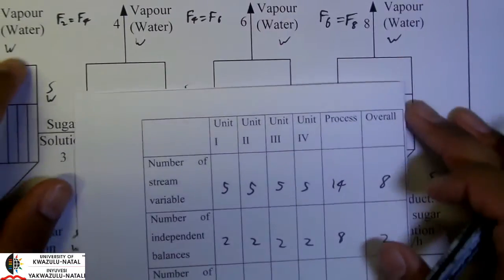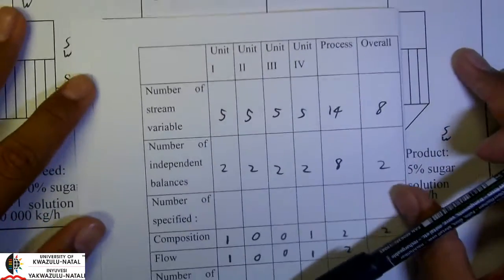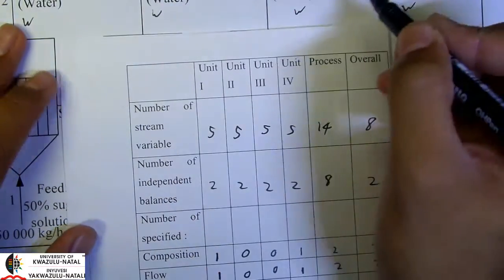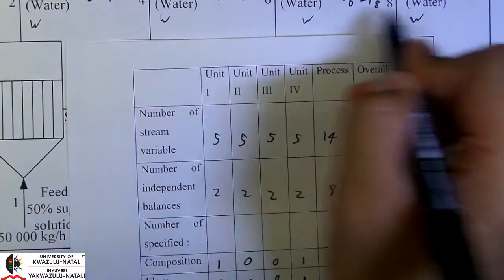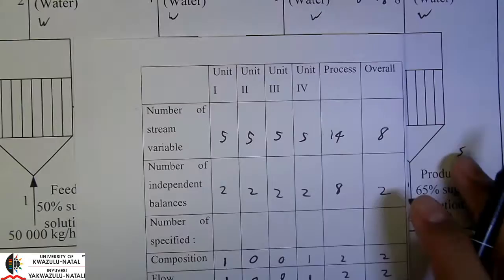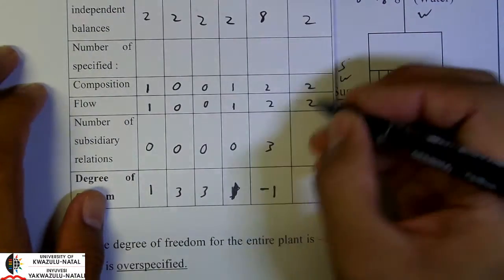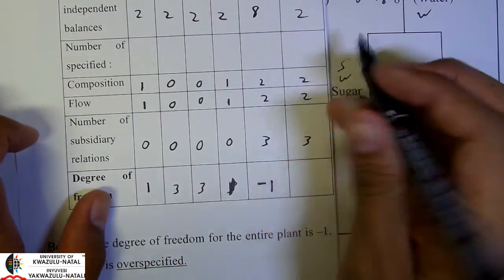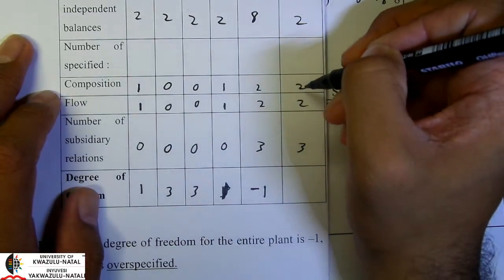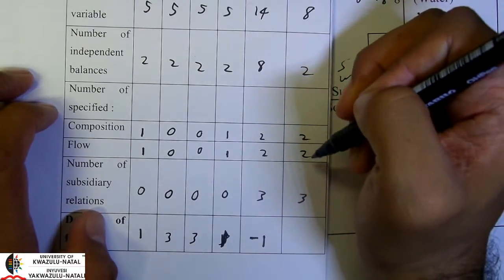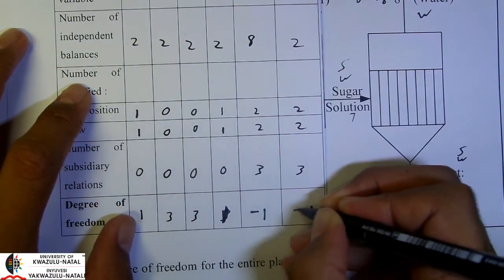And also note that in the case of our overall balance, our subsidiary relations are very relevant because they are relating to the streams that will be involved in our overall balance. Okay, so we have our 3 subsidiary relations, so they can be counted. And doing the calculation, 8 minus 2 minus 2 minus 2 minus 3, and that's also minus 1.